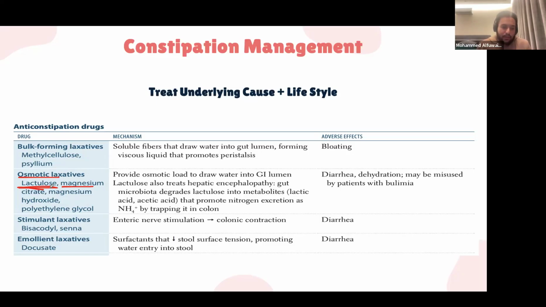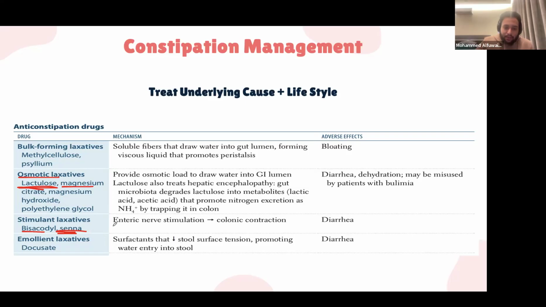Then you have stimulant laxatives, which will basically stimulate the bowel to move and peristalsis to occur, which is senna and bisacodyl. Then emollients, which are basically stool softeners, which will make the stool softer, okay? That's pretty much it. For the adverse effects and side effects, it's usually all diarrhea and bloating. Important is senna. Senna causes something called melanosis coli, which are these black spots that you'll see in the colon, okay? Melanosis coli. That's pretty much it for constipation.